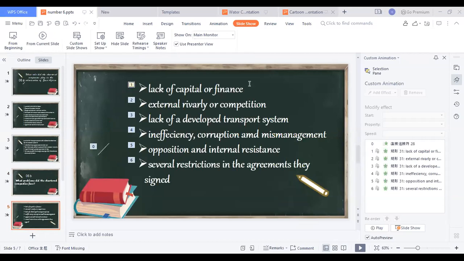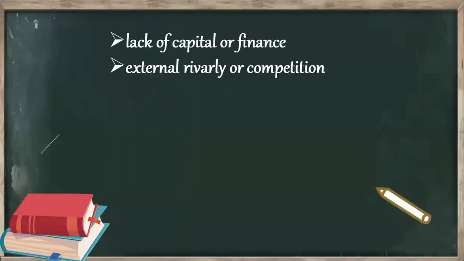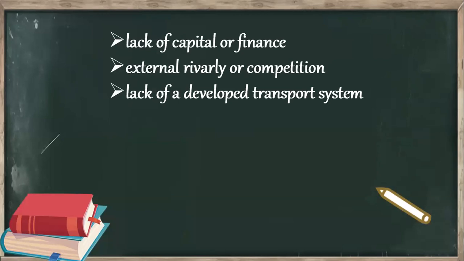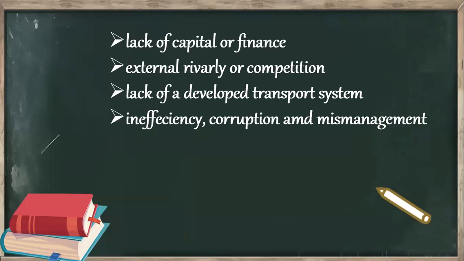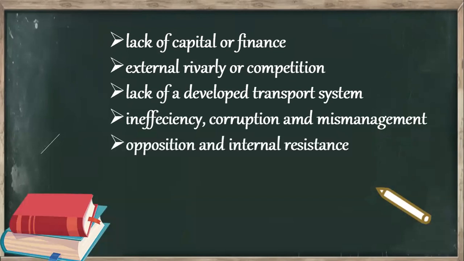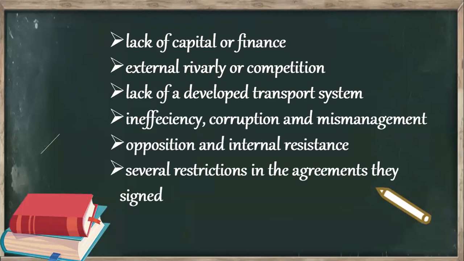There was lack of capital or finance. Then there was external rivalry or competition from the different chartered companies. Then the lack of a developed transport system, which made their movement hard. Inefficiency, corruption, and mismanagement in the chartered companies. Opposition and internal resistance. There were several restrictions in the agreements they signed. For example, the agreement they signed with the Sultan of Zanzibar.